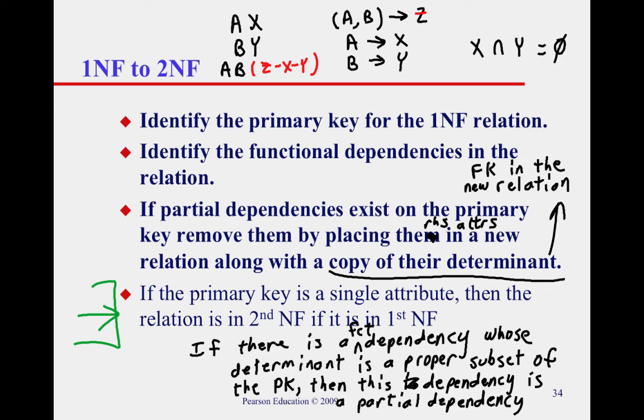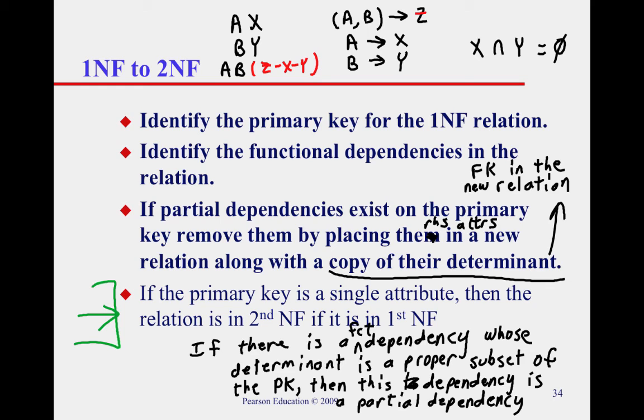Do you not have any partial dependencies? Exactly. You can't have any partial dependencies because in order to have a partial dependency, the determinant has to be a proper subset of the primary key. Can you have a proper subset of one attribute? No. You can't have a proper subset of one attribute. Therefore, if the primary key is a single attribute, the relation is already in second normal form.